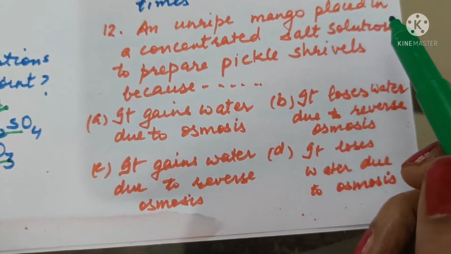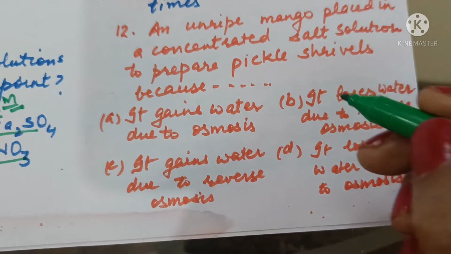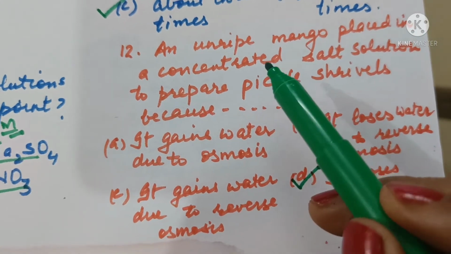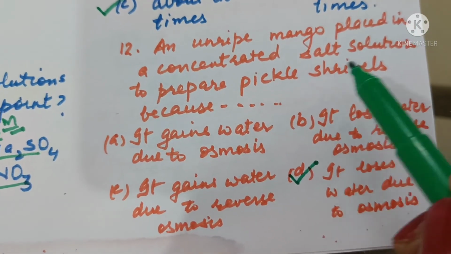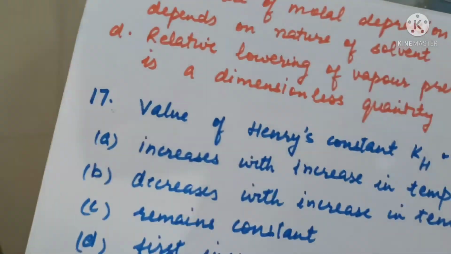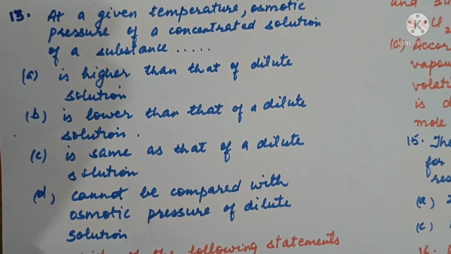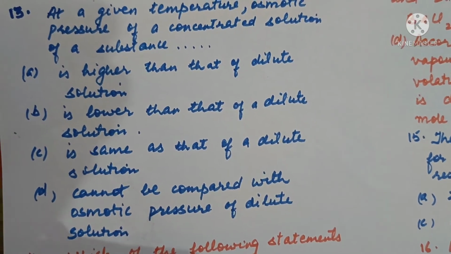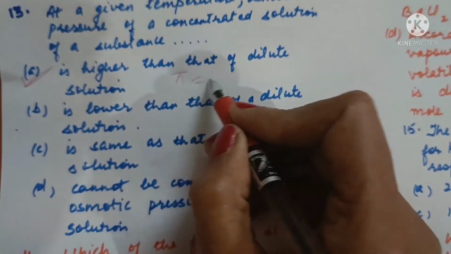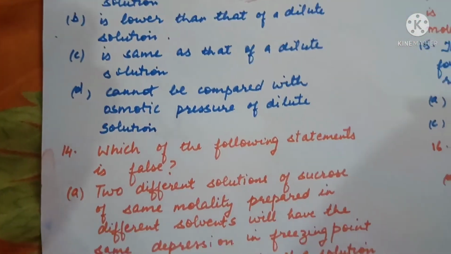An unripe mango placed in a concentrated salt solution to prepare pickle shrivels because it loses water due to osmosis. Osmosis occurs where water from the mango will go into the concentrated solution through a semi-permeable membrane. At a given temperature, osmotic pressure of a concentrated solution of a substance is higher than that of a dilute solution is the correct option, because osmotic pressure pi is equal to CRT. So as the concentration increases, the osmotic pressure also increases.